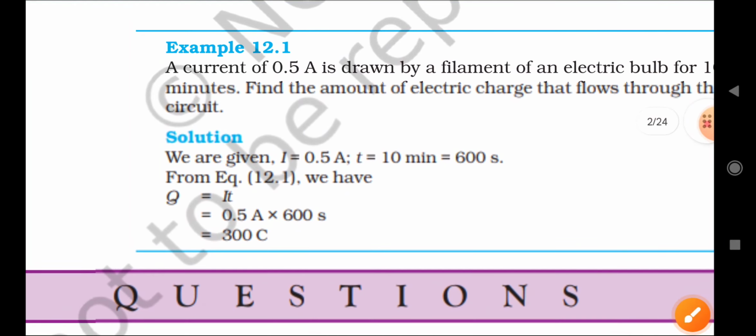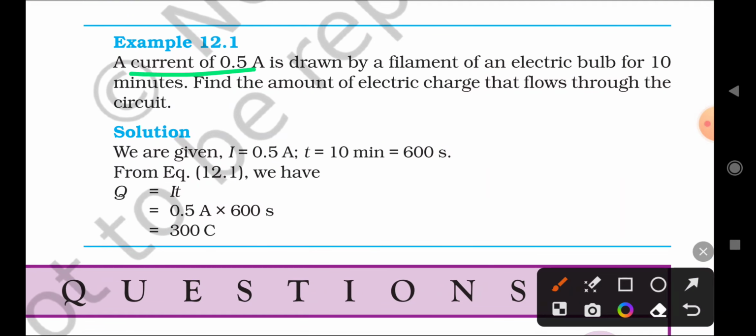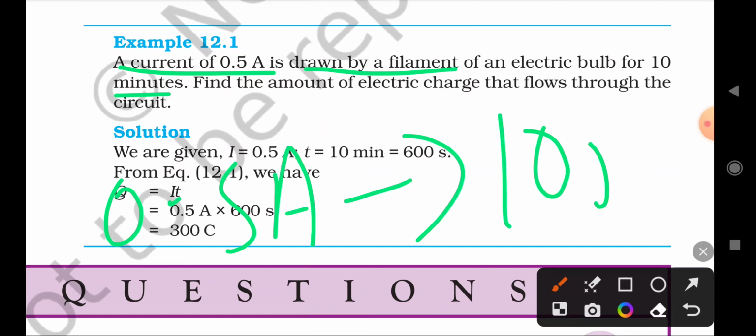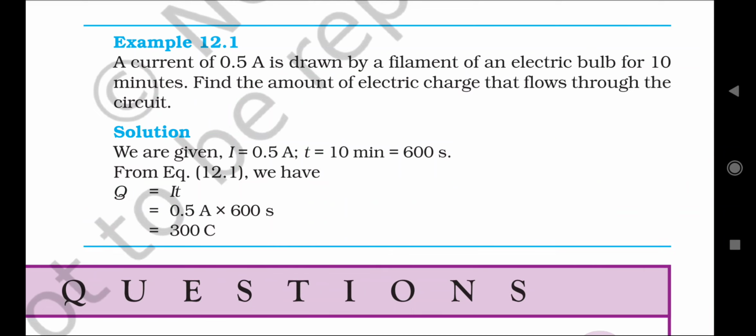Next, one example is given here. A current of 0.5 ampere is drawn by a filament of an electric bulb for 10 minutes. The bulb is producing light with 0.5 ampere of electric current for 10 minutes. Then you have to find how much electric charge is flowing through it. This is a simple question.